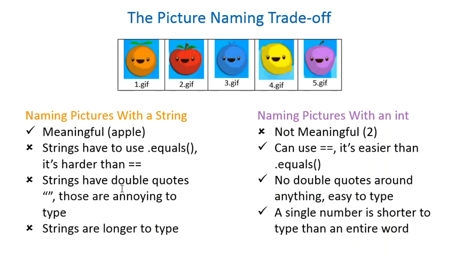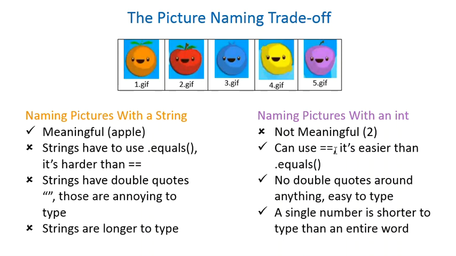I'd have to use double quotes, and those are also annoying and a pain to type. And strings, just typing out the word apple is way longer than 2. But if I name them with an integer, it's kind of just the reverse. It's not meaningful. There's nothing about a 2 that instantly brings to mind, oh, that must be an apple.